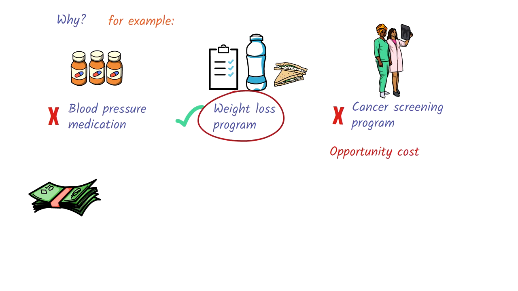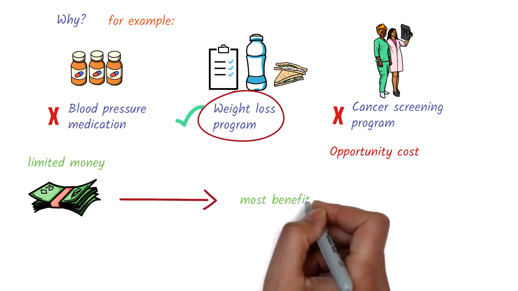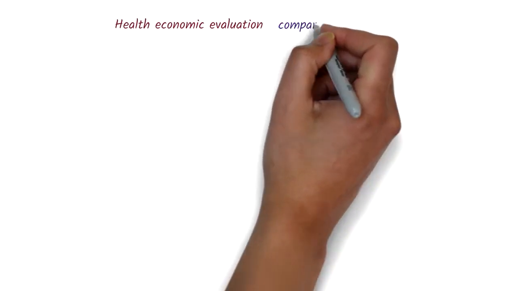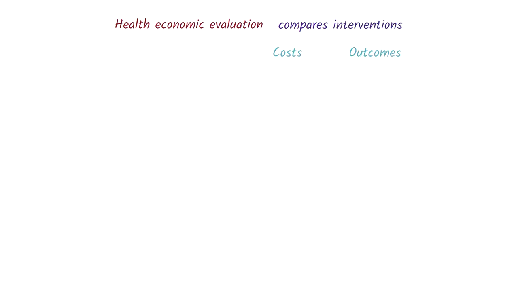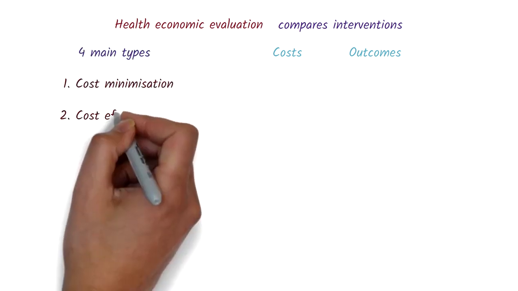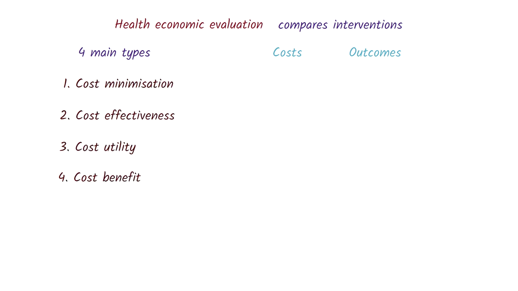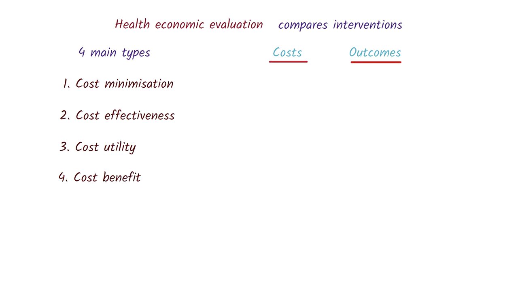Because of this, difficult decisions have to be made to ensure the limited amount of money is spent to achieve the most benefit. Health economic evaluation is a tool that helps with making those decisions. It allows us to compare two or more health interventions on the basis of their costs and outcomes. There are four main types of economic evaluations: cost minimization, cost effectiveness, cost utility, and cost-benefit analysis. They all compare costs with outcome, but do so in different ways.